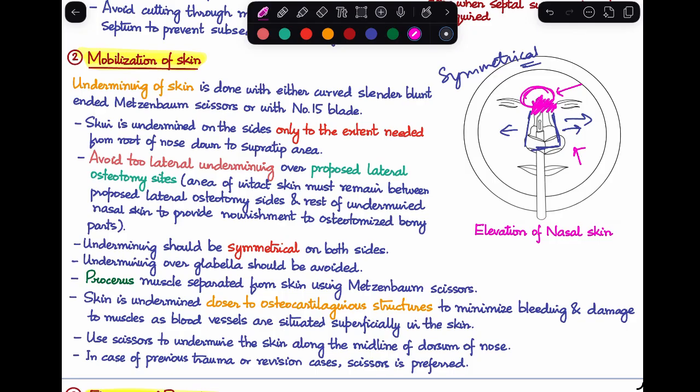So that's about our second step, which is mobilization of the skin, where after giving the incisions, you are separating out or undermining the skin with the help of scissors or a blade. We'll remember the extent would be from the root of the nose to the supratip area. The things to keep in mind: we will not undermine the skin in the glabellar region. We will make sure the undermining is symmetrical on both sides. We will not undermine the skin in the lateral osteotomy site. And we will remain very close to the osteocartilaginous structures so as to minimize bleeding and damage.